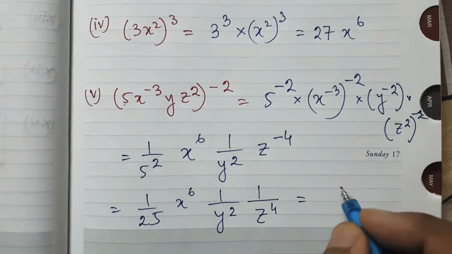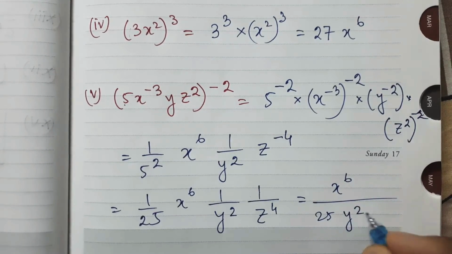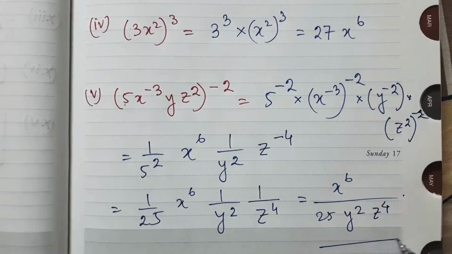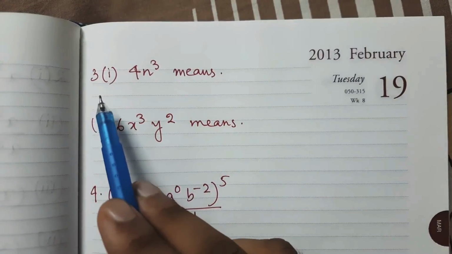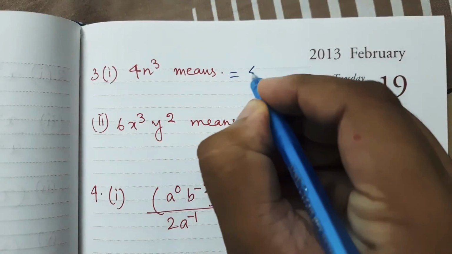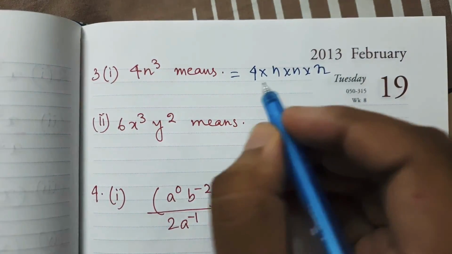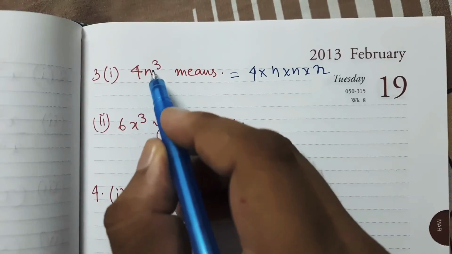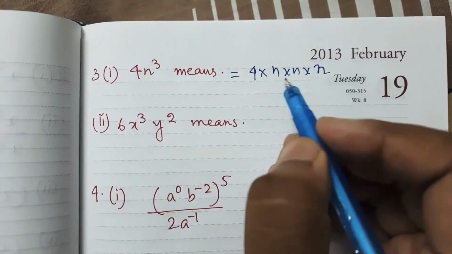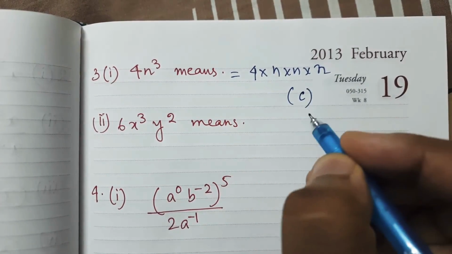Now if you write the final answer, it will be x to the power 6 by 25 y square z to the power 4. That is the answer. So this is problem number 3, part 1. This means actually 4 into n into n into n. Okay, n cube means n into n into n, and 4 is multiplied. So this is the correct answer. So the correct answer is C.